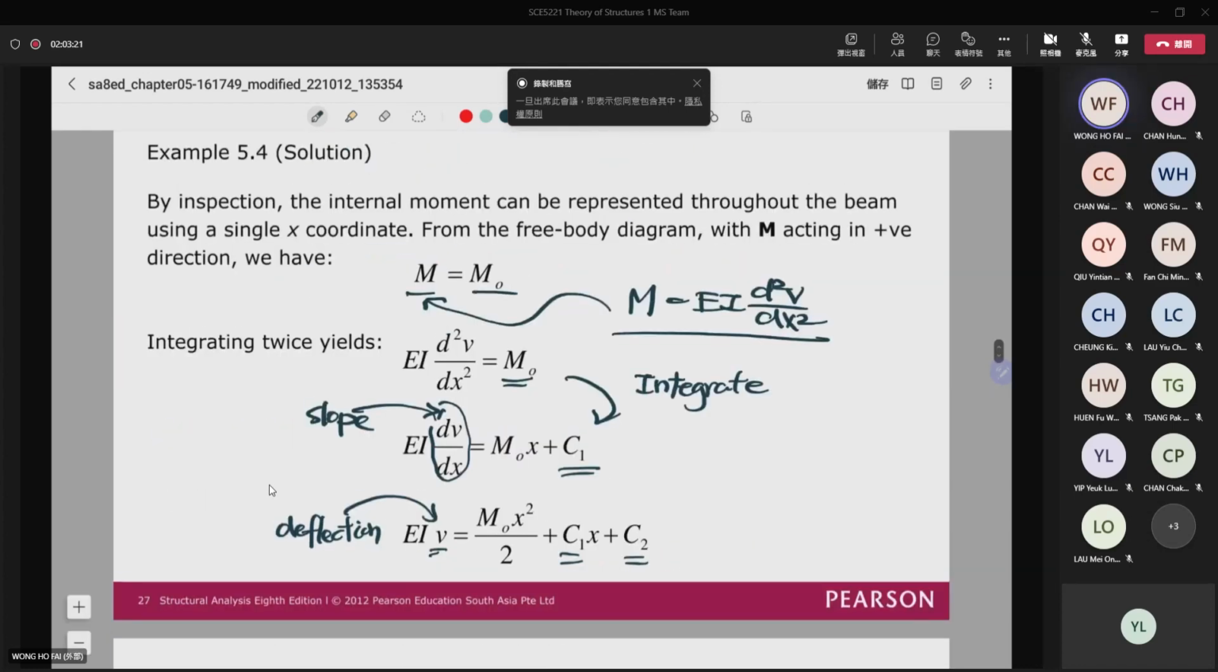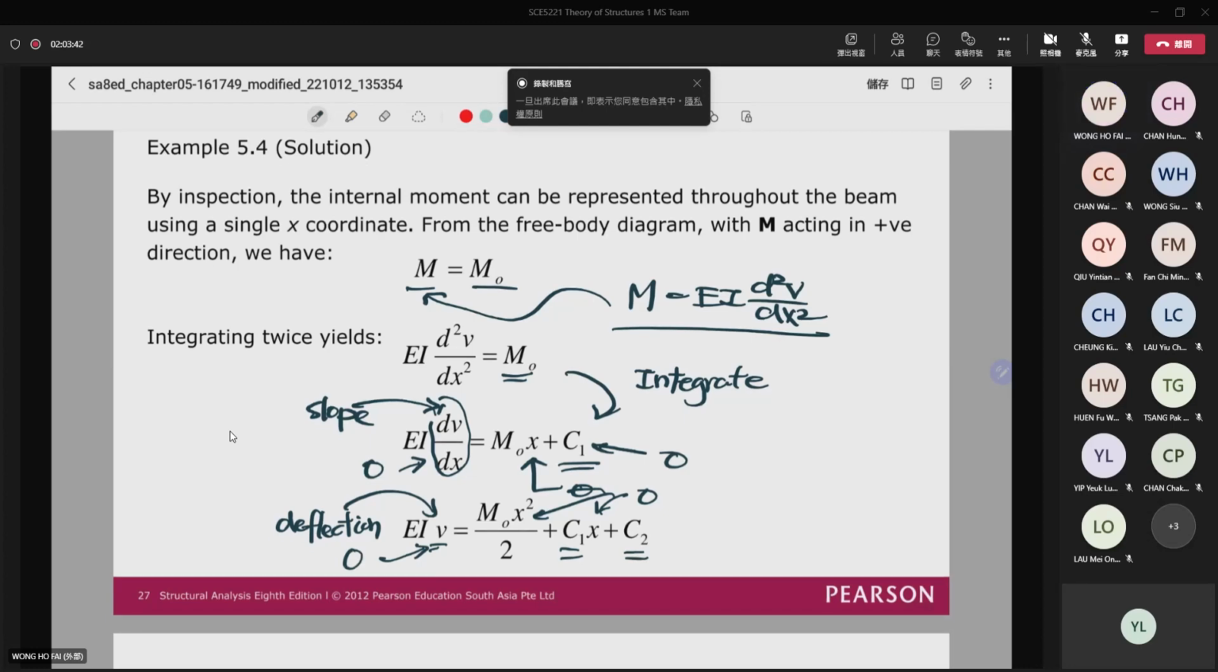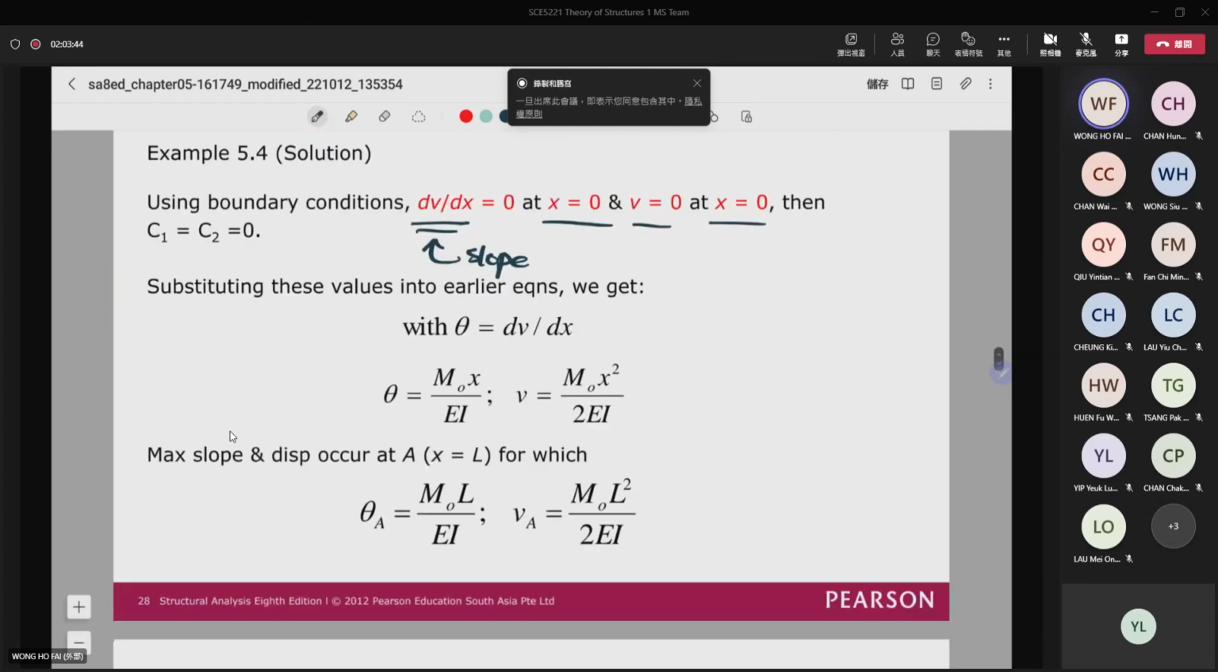Then it's easy, we just put 0 here. This one will be equal to 0. Then we can find that C1 is also equal to 0. For here, when x is equal to 0, then the deflection is also equal to 0. So we can show that both C1 and C2 are equal to 0.